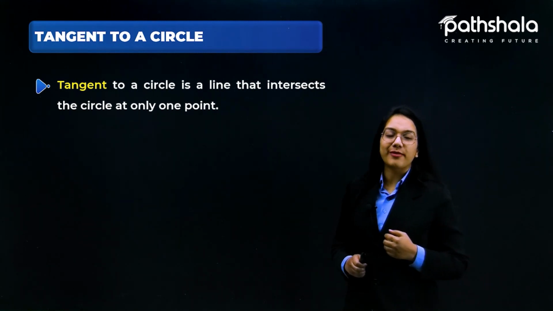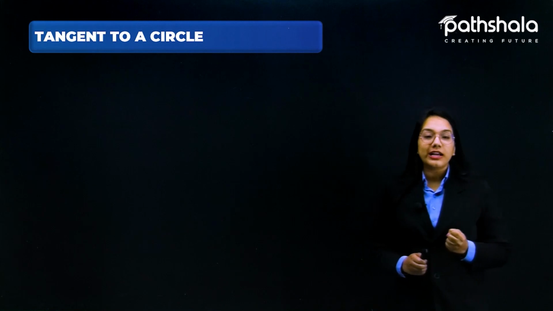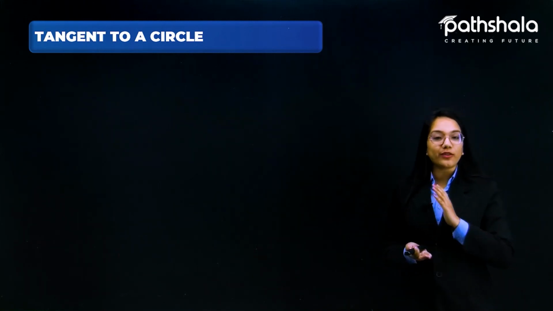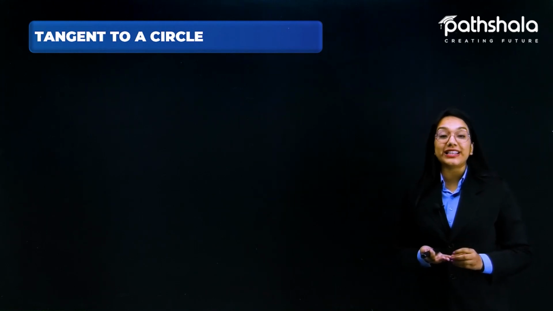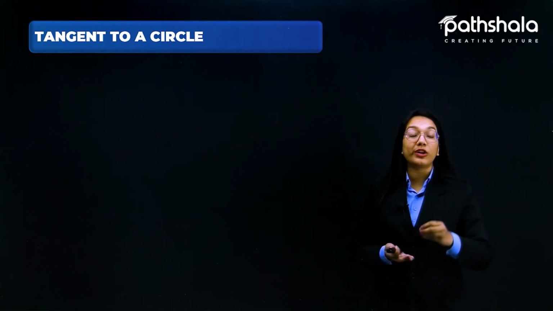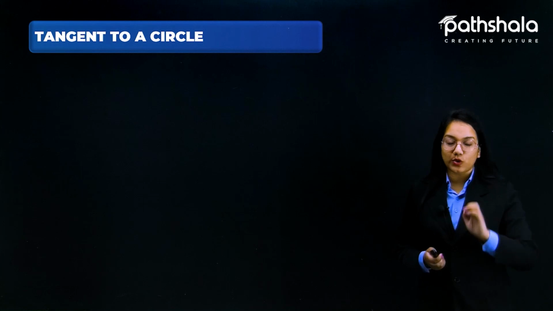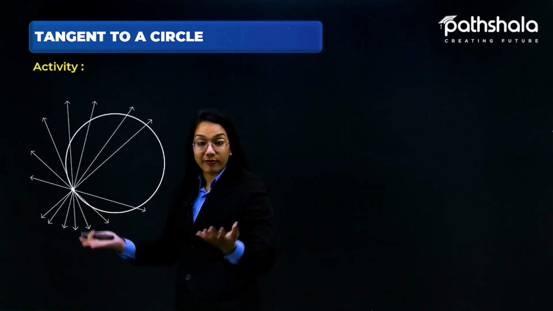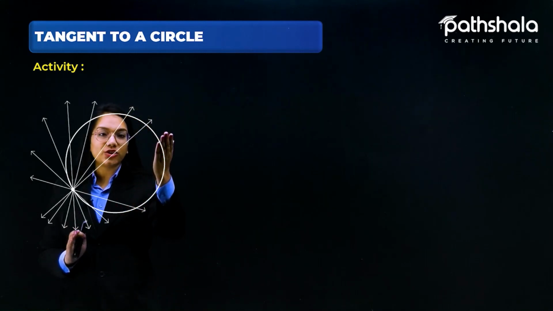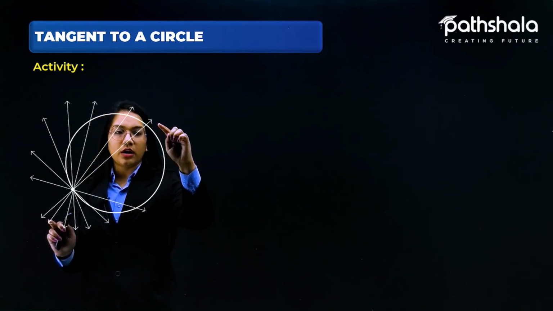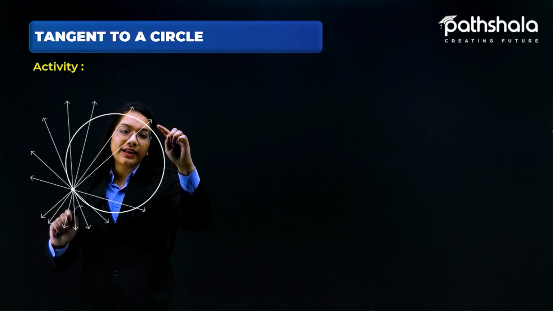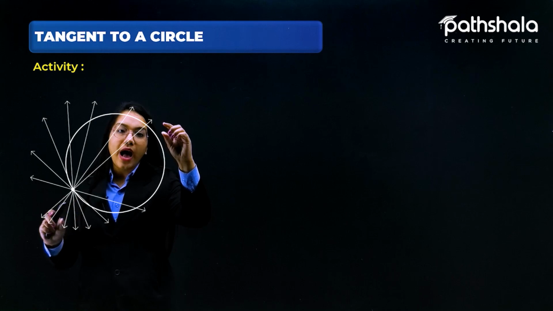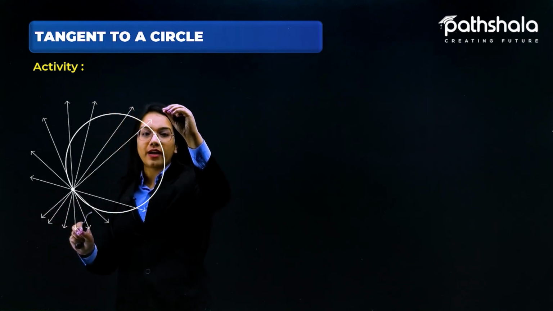Let us suppose I'm performing an activity where I have a circular wire and a straight wire, and I'm rotating the straight wire with respect to only one point on the circle. I have taken this circular wire and I have this straight wire. At this particular point, I'm rotating the wire in this manner.